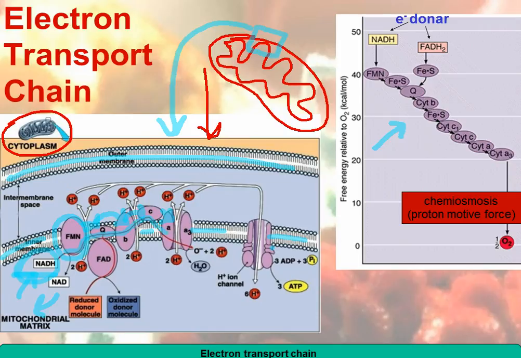Okay, now, cytochrome A is going to pass the electrons to the last carrier. And the last carrier is oxygen, O2. When oxygen picks up electrons, it becomes reduced to water.